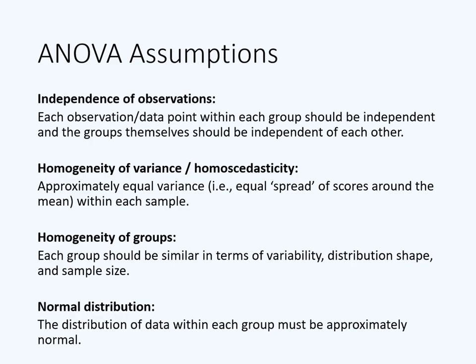An assumption that's particularly crucial for ANOVA is homogeneity of variance, as this affects the validity of the F value. Homogeneity of variance means that there is an equal spread of scores around the mean within each sample. Homogeneity of groups means that each group should be similar in terms of variability, distribution shape and sample size. It also assumes normal distribution or normality. The distribution of the data within each group must be approximately normal.